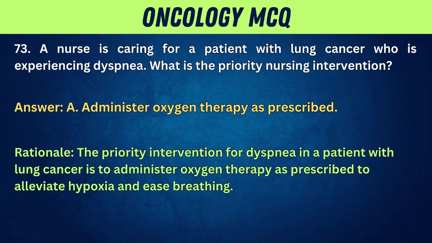Answer: A. Administer oxygen therapy as prescribed. Rationale: the priority intervention for dyspnea in a patient with lung cancer is to administer oxygen therapy as prescribed to alleviate hypoxia and ease breathing.